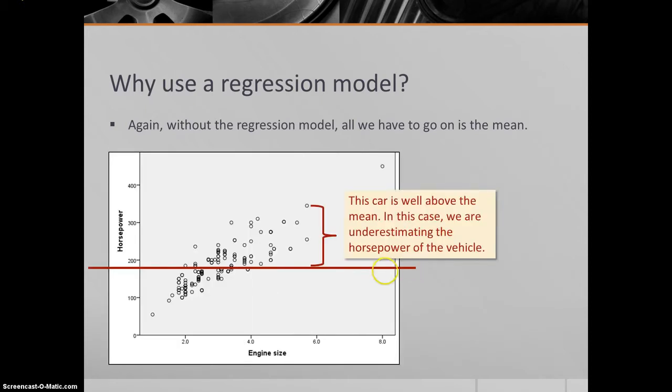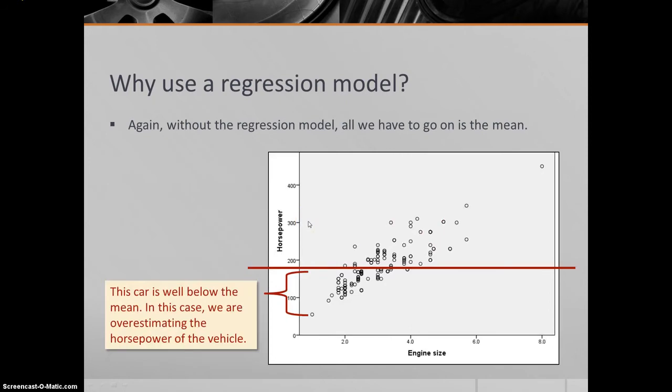Okay, so here's an example. This car, it looks like the horsepower is maybe about 350. If we guess that this car had a horsepower of 185 based on the mean, we're going to underestimate it by quite a bit. It's way more horsepower than that. In the same way, if we guess that this car had a horsepower of 185, we would be overestimating that value. So you'd say, oh, I bet it has 185. Oh no, it's more like 50 or 55 right here.